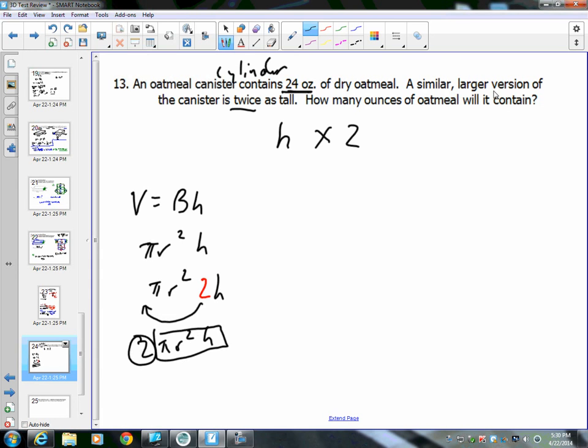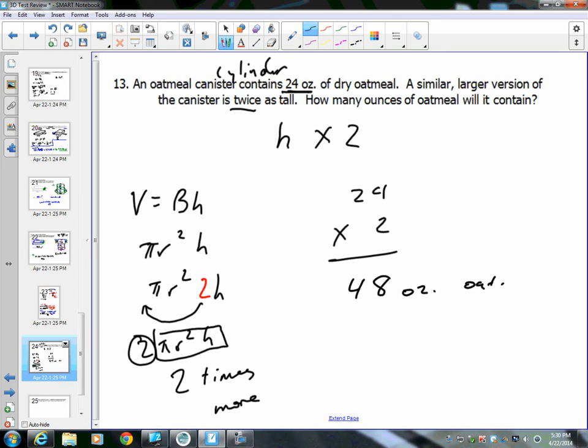So how many ounces of oatmeal will it contain? Well, it'll contain twice as much, 2 times more. If the original was 24, we just multiply that by 2, and we get 48 ounces of oatmeal.